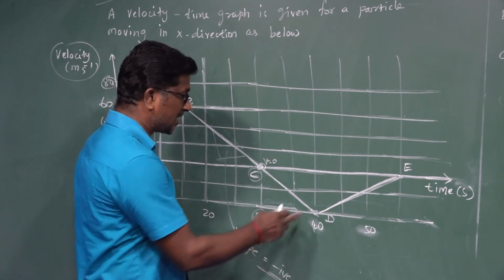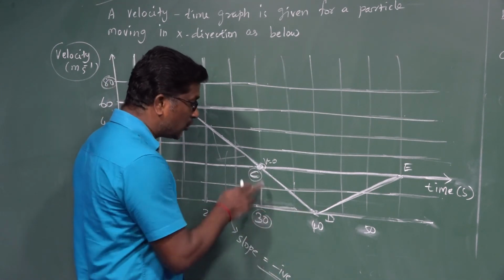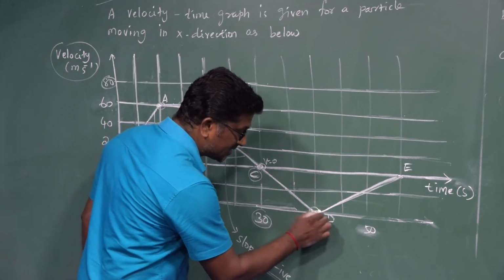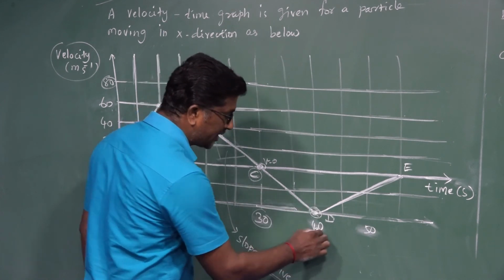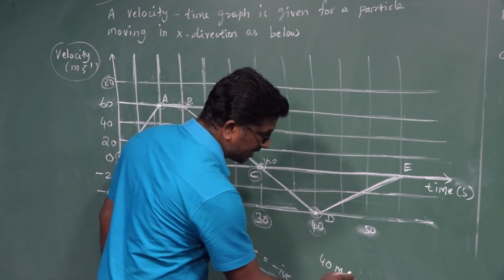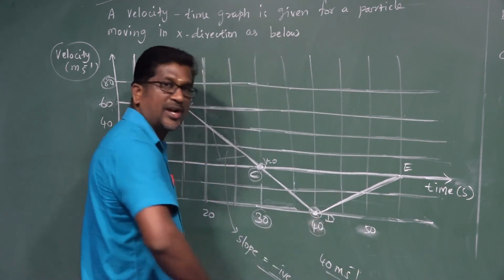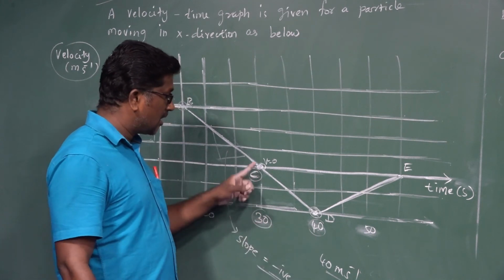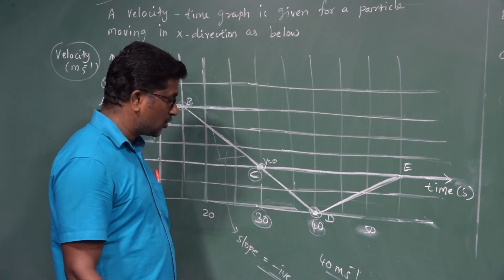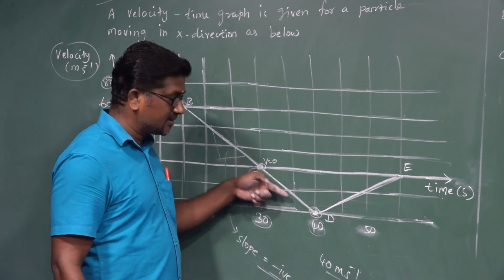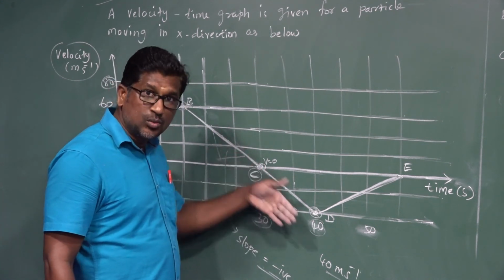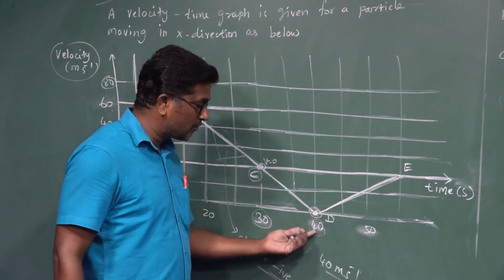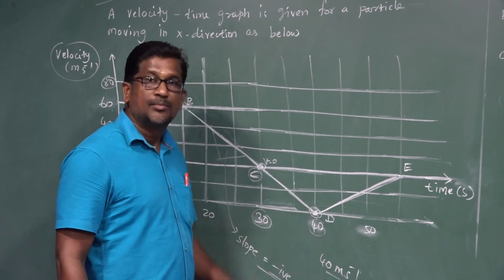The particle moves in the negative x-axis direction because the particle velocity is negative from the region C to D, and it reaches a maximum magnitude of 40 meters second power minus 1 at point D, from 30 seconds to 40 seconds. At point C, the particle velocity is 0. After 30 seconds, the particle velocity is negative, that is, the particle moves in the negative x-axis direction and reaches a maximum magnitude of 40 meters second power minus 1 at the point D.